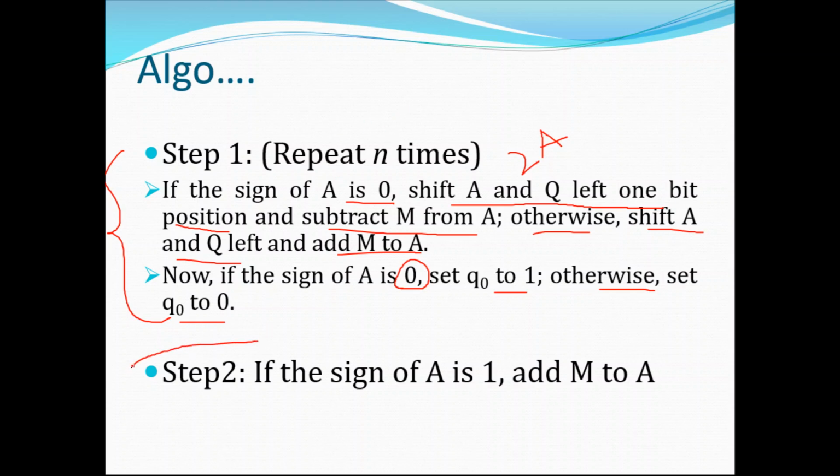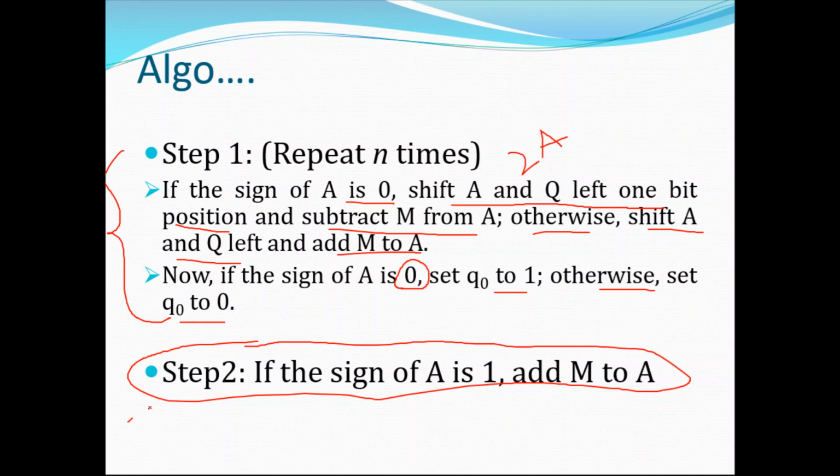But at last, you have to perform one more step in the second algorithm. This will not be done repeatedly. Only step 1 will be done repeatedly, for n times. After completing all the n rounds, you check what is in a. a will be holding the remainder and q will be holding the quotient. If a is a positive number, you leave it as it is. But if a is a negative number, that is, if the sign of a is 1, then add m to a. That will be the final remainder.